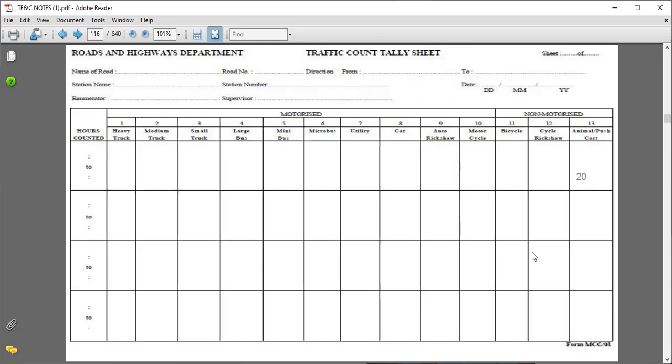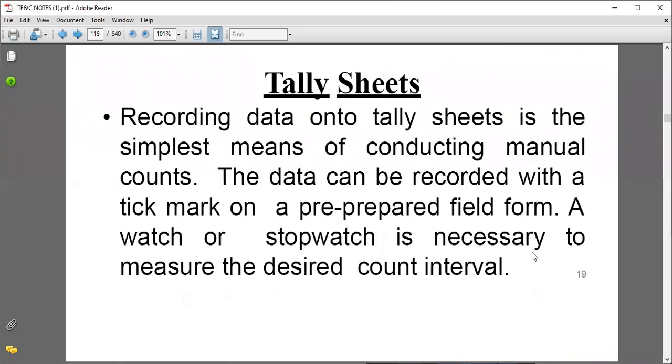Minibus is there, rickshaws are there, car is there, motorcycle is there, bicycle is there. Likewise, animals are there, pedestrians are there. So we can divide the number of vehicles or persons moving on the road. That comes under the traffic volume only. For that purpose, we have to go for this traffic count tally sheet.